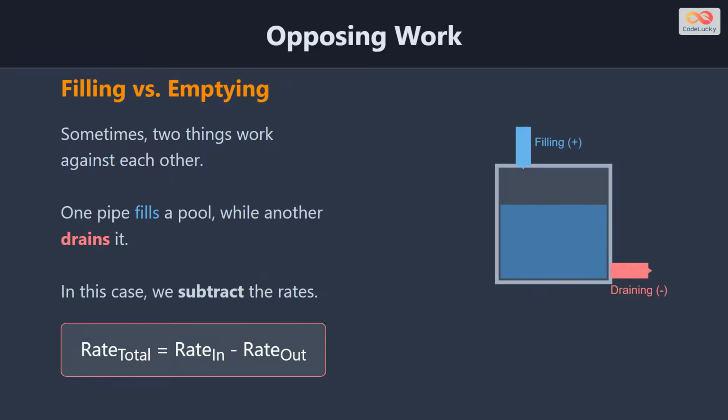Sometimes you have forces working against each other. A common scenario involves pipes filling and draining a tank. One pipe adds water, while another removes it. In this case, instead of adding the rates, you subtract the draining rate from the filling rate.